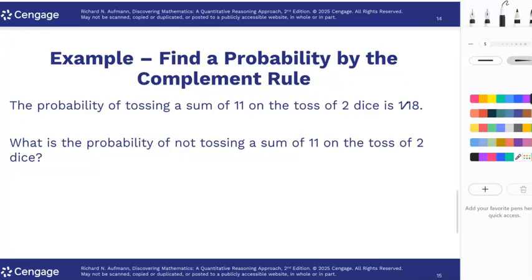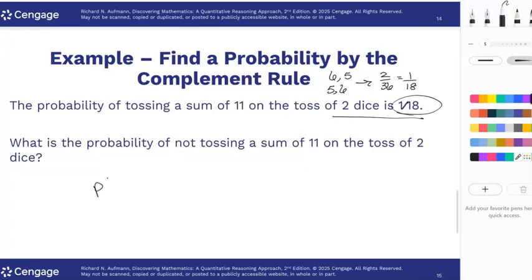So let's look at an example. The probability of tossing a sum of 11 on a toss of 2 dice is 1 out of 18. What's the probability of not getting a sum of 11 on 2 dice? We know the probability is 1 out of 18, and that comes from the fact that to get an 11, we could have a 6 and a 5 or a 5 and a 6. So there's 2 ways out of 36, which is 1 out of 18. So that's where that came from.